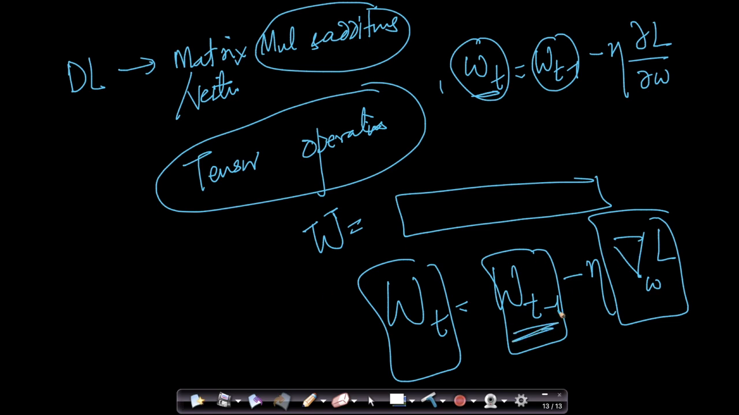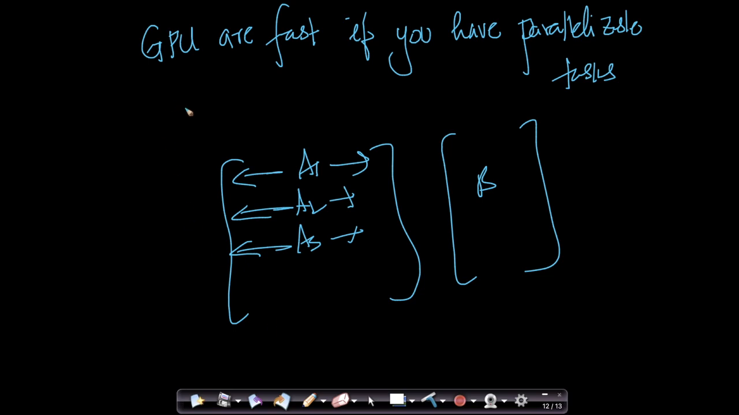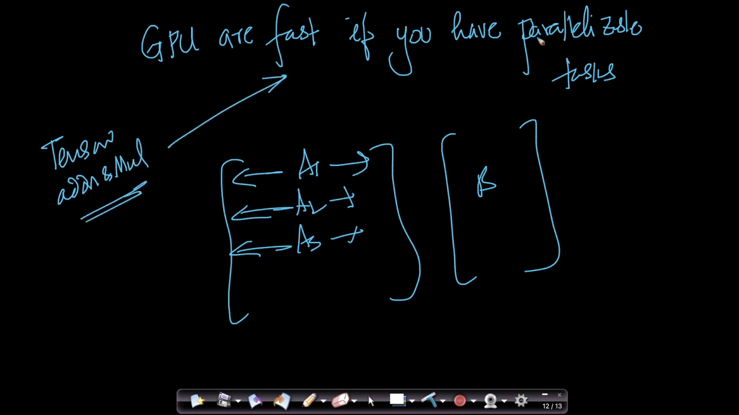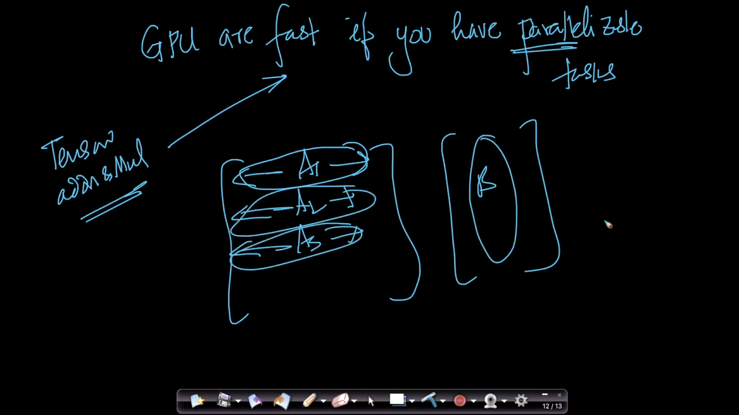And what is this? This is basically a vector, and you're doing a difference operation, or you can think of it as an addition with a minus sign, right? So a lot of deep learning is literally matrix multiplication and matrix additions, or to be precise, tensor operations, basic operations like multiplications and additions on tensors. And these tensor additions and multiplications are highly parallelizable. You have seen an example, right? This A1.B can be done in parallel to A2.B, can be done in parallel to A3.B.